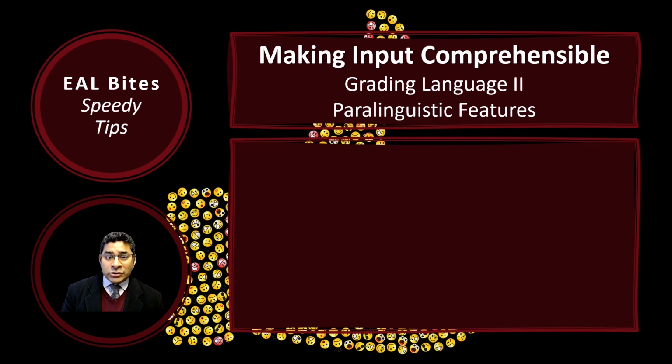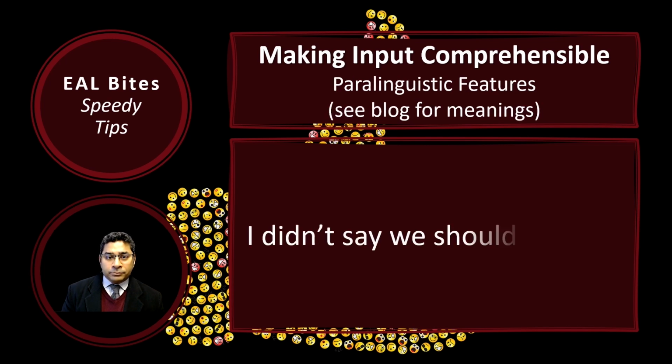Listen to how the meaning changes each time. I didn't say we should kill him. I didn't say we should kill him. I didn't say we should kill him. I didn't say we should kill him. I didn't say we should kill him. I didn't say we should kill him. I didn't say we should kill him.